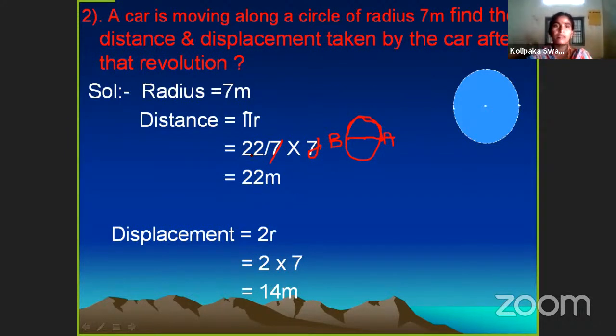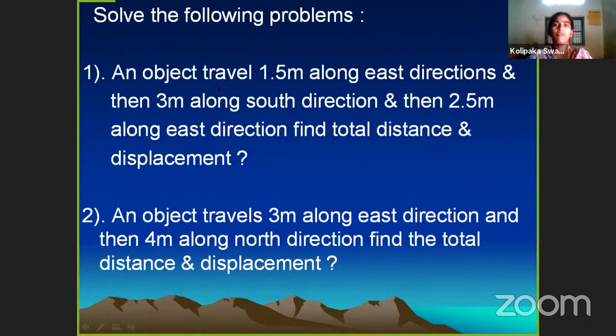Today's work. Solve the following problems. First question: an object traveled 1.5 meters along the east direction, then 3 meters along the south direction, and then it returned along the east direction. Find the total distance and displacement.